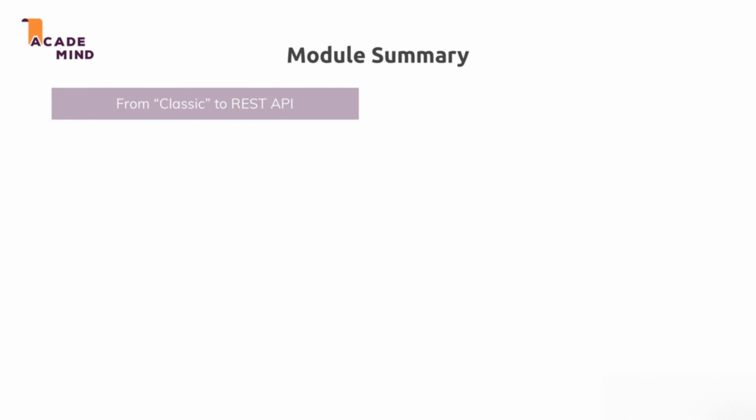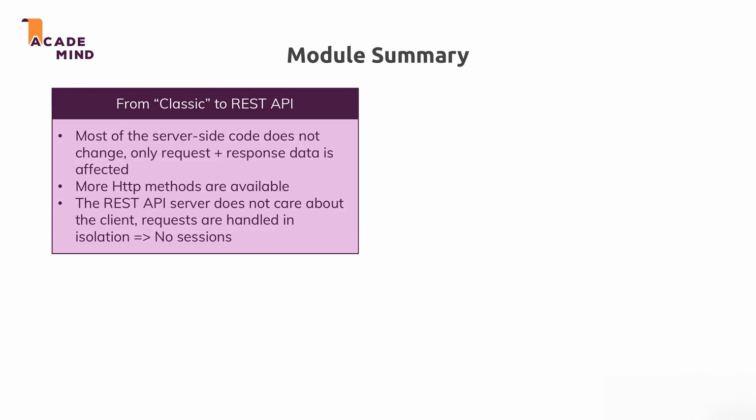That's it for this module. You learned that when moving from a classic Node application, which I don't mean in the sense of how you built it in the past, so simply just an application where you render the views in the server, that is a classic application because it is what we started with in this course. So if you move from such a Node application to a REST API, you learned that most of the server-side code does not change. You work with validation, files, and so on in exactly the same way as you did with, well, the classic approach. Only the request and response data changes because there you send JSON data, you don't render any views.